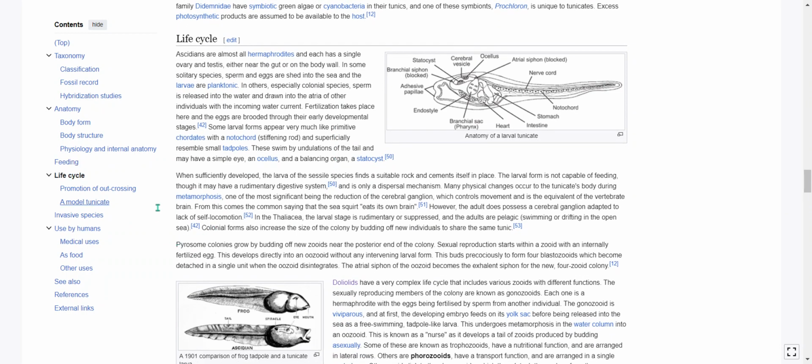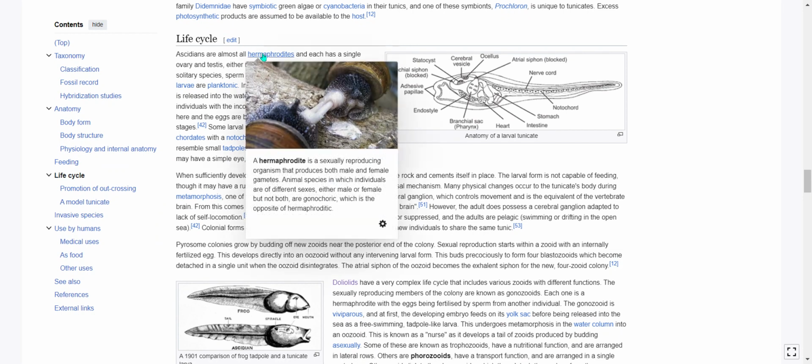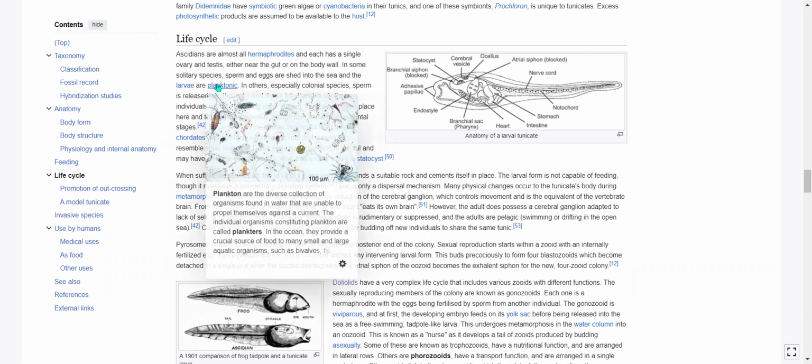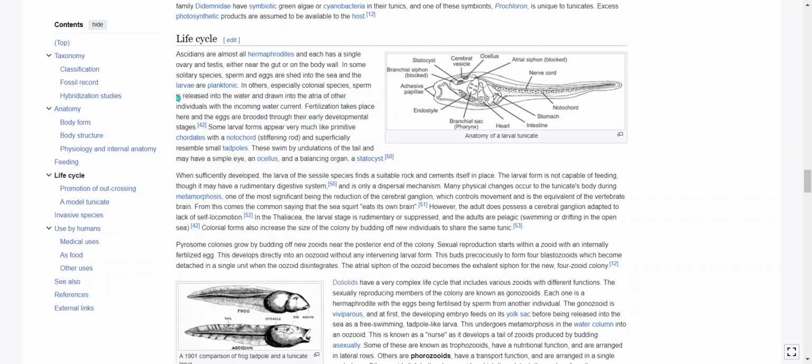Ascidians are almost all hermaphrodites, right? Yeah. Sexually reproducing organism. Look at those snails go at it. Oh, shouldn't watch that. Ascidians are almost all hermaphrodites, and each has a single ovary and testes, either near the gut or on the body wall. In some solitary species, sperm and eggs are shed into the sea, and the larvae are planktonic. Sorry, my eyes are going dull because I read that as "and planktonic."